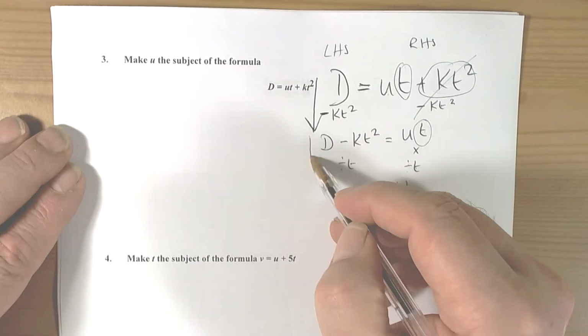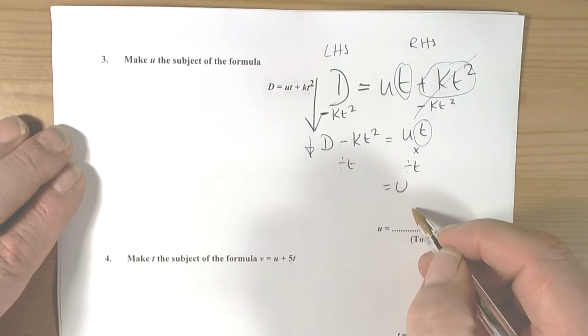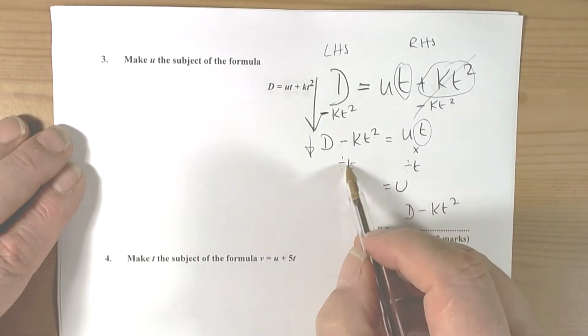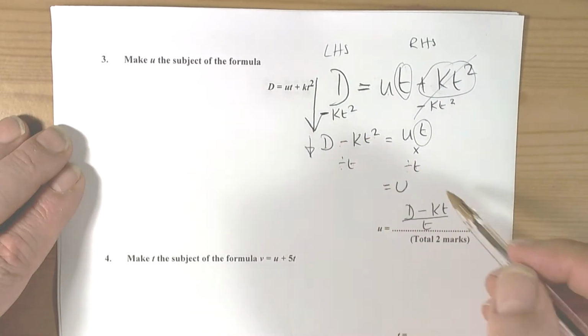And again, we come top down, so we write down what we see. So we see d take away kt squared. So it's d take away kt squared. And then it's saying divide by t. So it's the whole of that divide by t, because that was first.